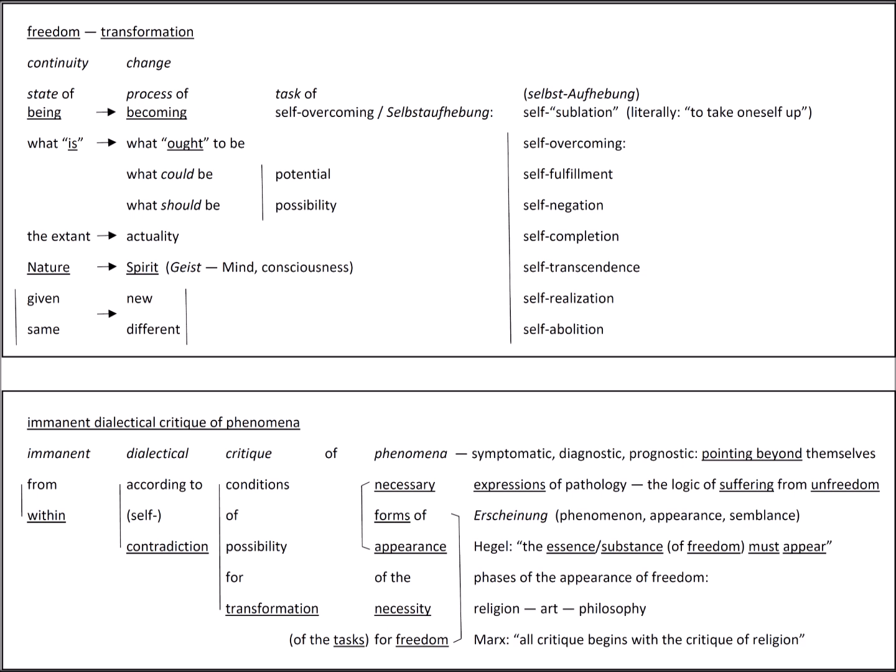So what is and what ought to be, understanding transformation as a process in which what could be and what should be is brought about. So how a potential and a possibility is realized. And we'll talk about this next week. This is what's meant by critique.